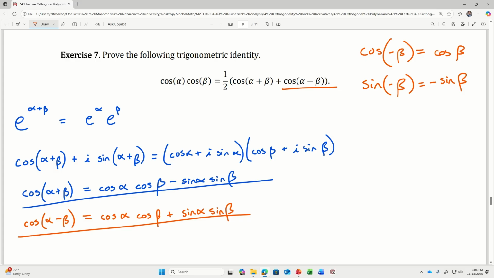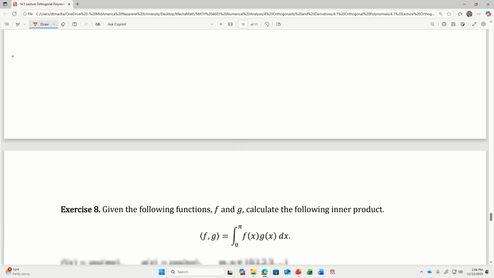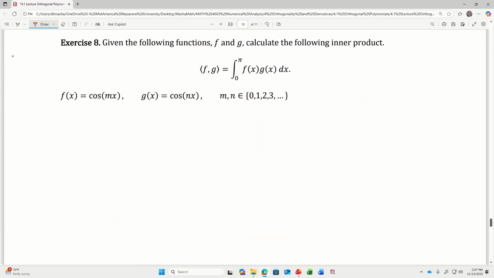I don't care. Okay, so we add these together. We're going to get 2 cosine alpha cosine beta. Then look, I'm multiplying by 1/2. 1/2 times 2 cosine alpha cosine beta gives me 1 cosine alpha cosine beta. Everyone buys it? Are you convinced, Kevin? Okay. I have Kevin's approval. So we can move on.